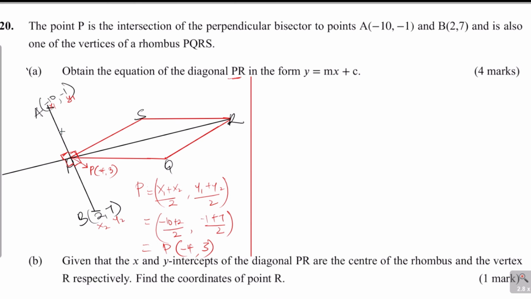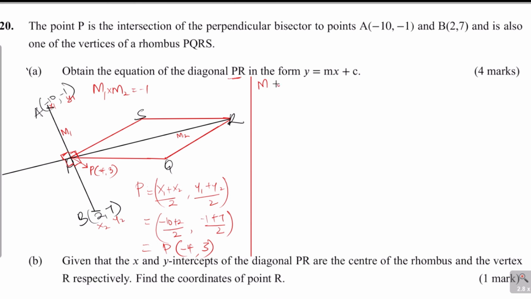If we let the gradient of AB be M1 and the gradient of PR be M2, since they are perpendicular, if I take the product of their gradients, I should get -1. So it is possible to get the gradient of AB.